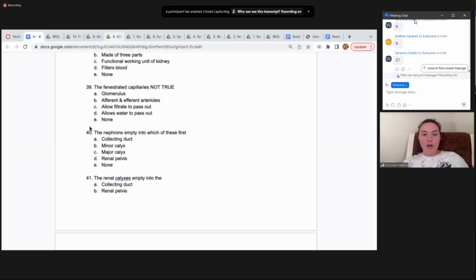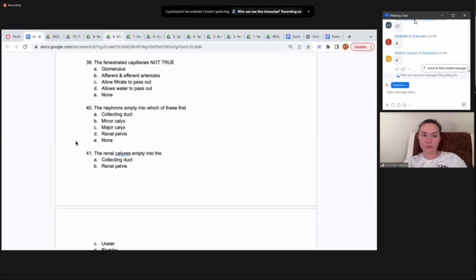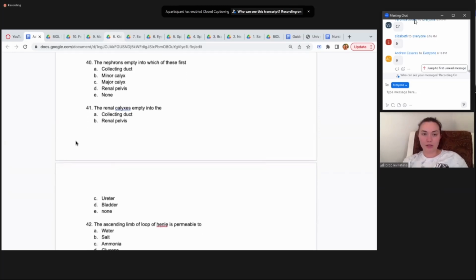Okay, 40, the nephrons empty into which of these first? So which is the first place that the nephrons empty? A, right? We get to the collecting duct first. Renal tubule flows into the collecting duct. Okay, question 41. The renal calyxes empty into which of these?